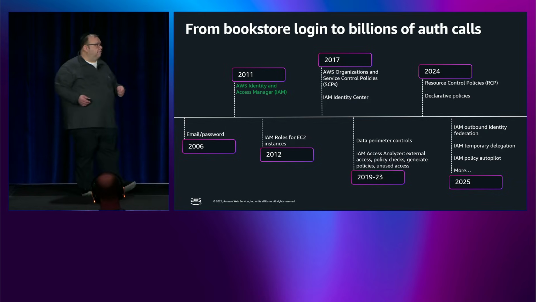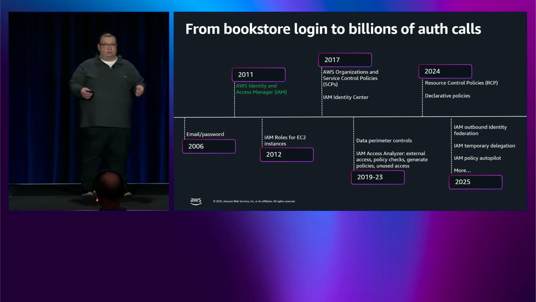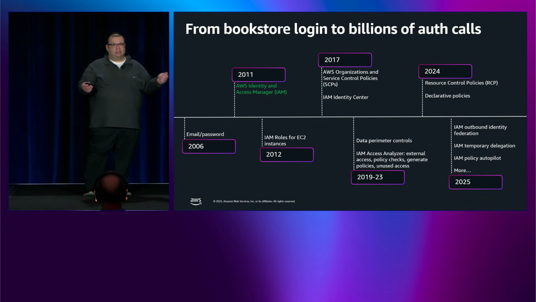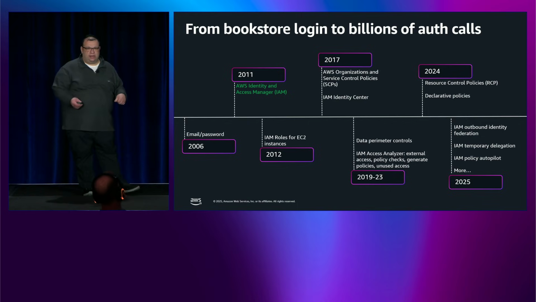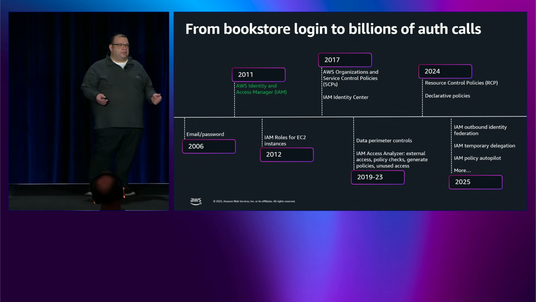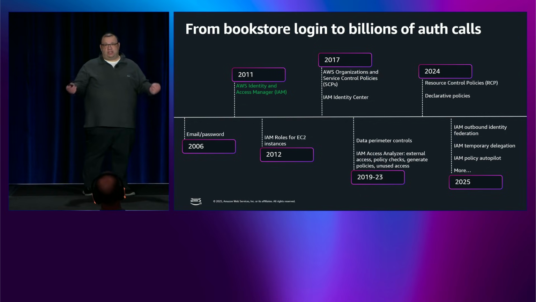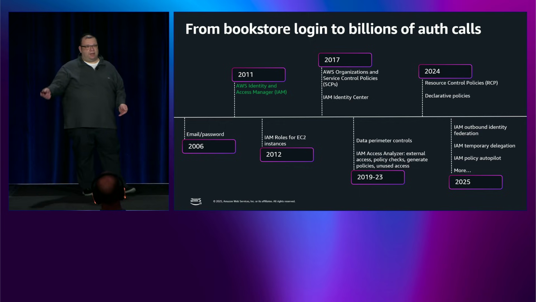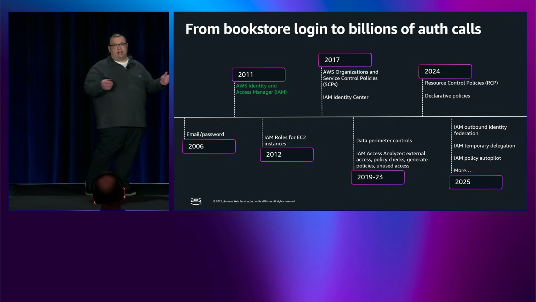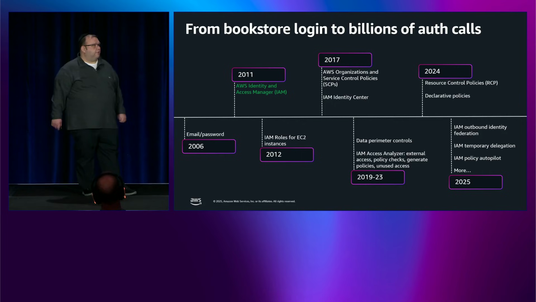Customers also wanted to have more visibility. Tell us what's happening across my multi-account environment. So we invested a lot in Access Analyzer to be able to do things like who has access to my resources outside of my trust zone, outside of my account, outside of my organization, things like unused access findings and things like that. Last year, we launched RCPs.